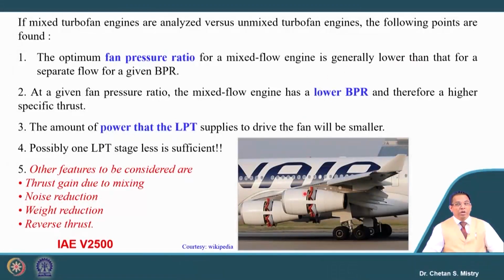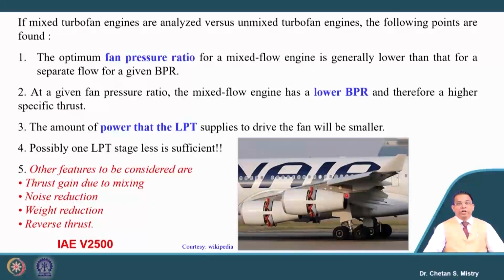So, here if you look at, this is the engine, where you have all the engine configuration, say the fan, and you will have a bypass duct, we will see the cut section, and this is my single exhaust. So, what it says is that the optimum fan pressure ratio for a mixed flow configuration is lower than that of the separate flow for the given bypass ratio.